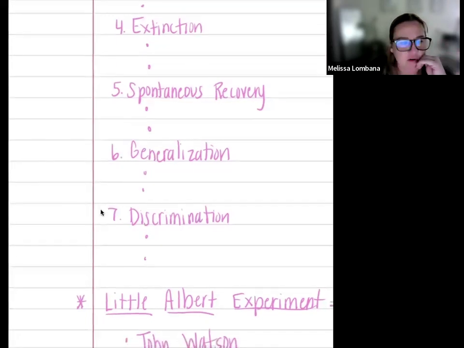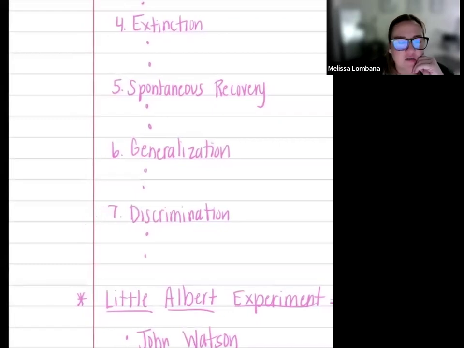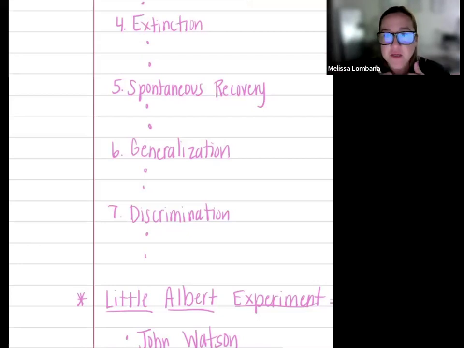Now, the next one is generalization. Generalization is when, once the response has been conditioned, we tend to associate similar stimuli to the conditioned stimulus so that it gives you the response. Okay. And I'll tell you guys a story of Miss Lombana. When I was a kid, about generalization, let me rewind before I tell the story. Generalization is that you make an association with other things that are similar. So for me, it was dogs, right?